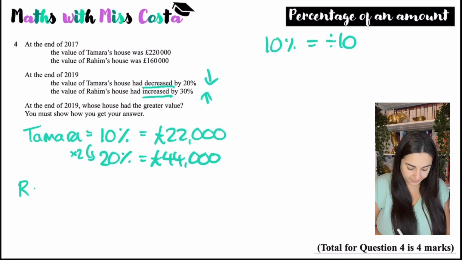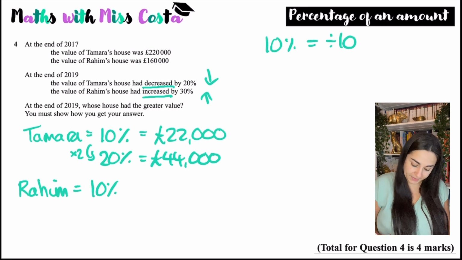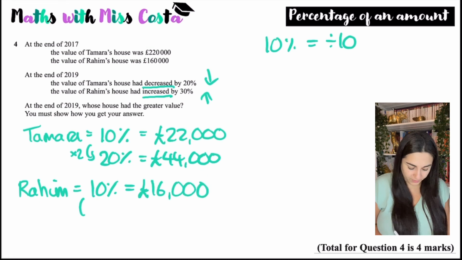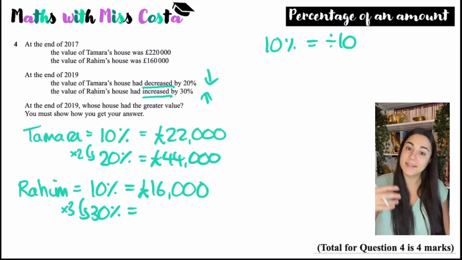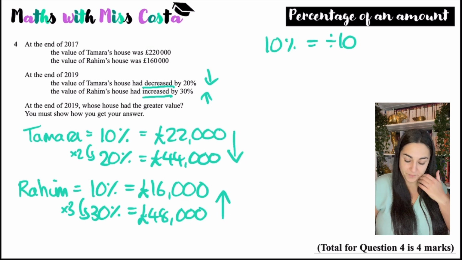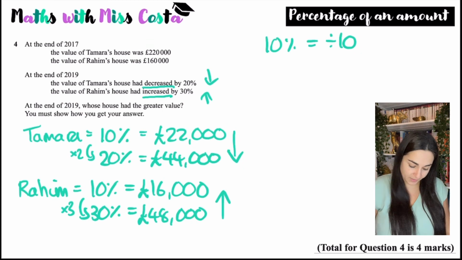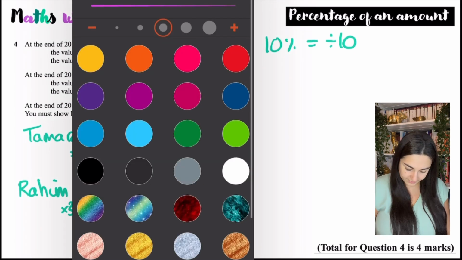So Raheem's house had increased by 30%, but at least to begin with, let's still start with 10%. So 10% of 160,000 would be £16,000. And what I want to do to turn it into 30%, which is 3 lots of 10%, I'd multiply that by 3. So 16 times 3 is 16, 32, 48. So you would get 48,000. Now remember, Raheem's has gone up in value and Tamara's has gone down in value. So if it's gone up in value, I will add it onto my original amount, and down in value, I'd subtract it.